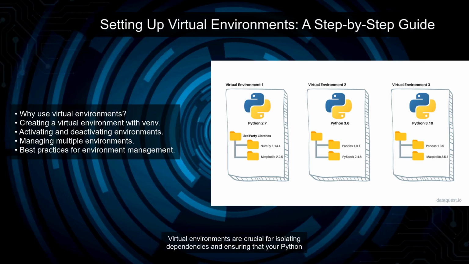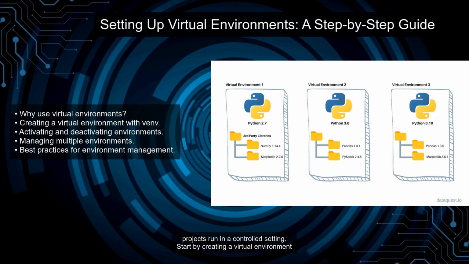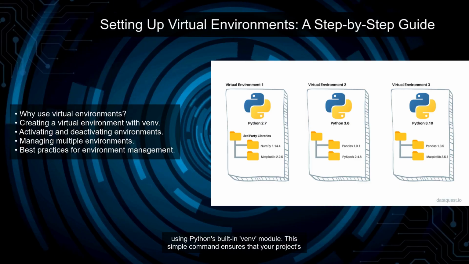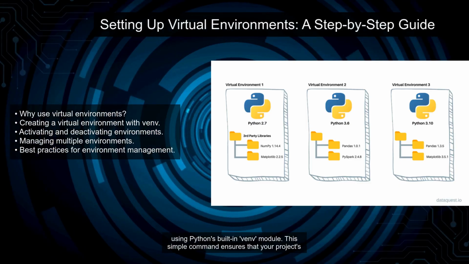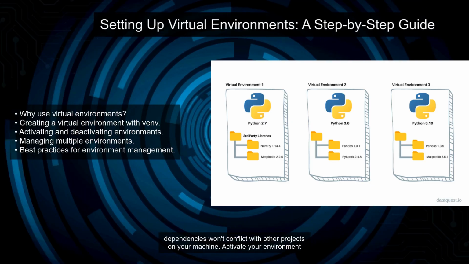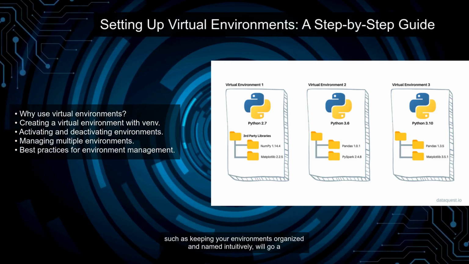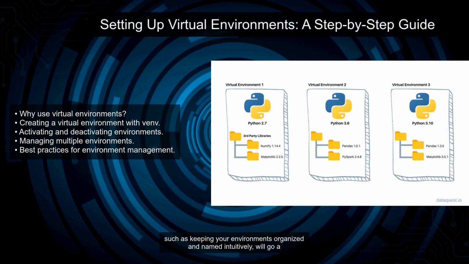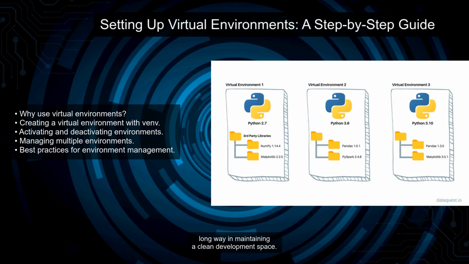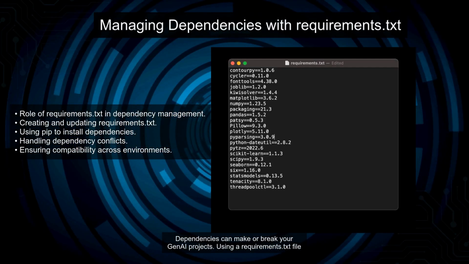Virtual environments are crucial for isolating dependencies and ensuring that your Python projects run in a controlled setting. Start by creating a virtual environment using Python's built-in venv module. This simple command ensures that your project's dependencies won't conflict with other projects on your machine. Activate your environment with ease, and switch between multiple projects without hassle. Following best practices, such as keeping your environments organized and named intuitively, will go a long way in maintaining a clean development space.